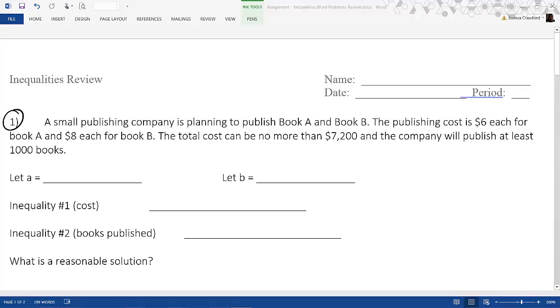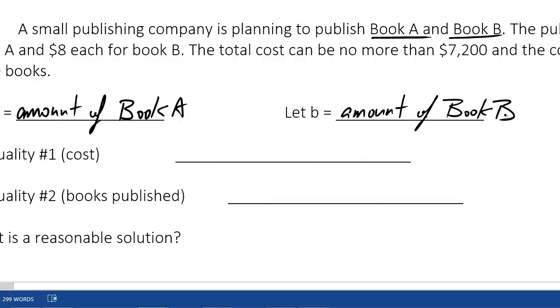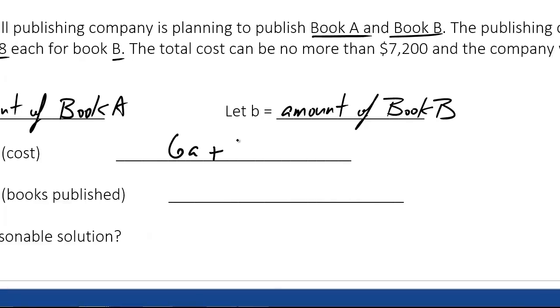Let A be the variable for the number of book A's, the amount of book A. And then let B be the amount of book B. Then the inequality cost. Well, the inequality number 1 deals with cost, so that deals with our numbers. So it's $6 each for book A, so we're going to go ahead and say 6A plus 8B.